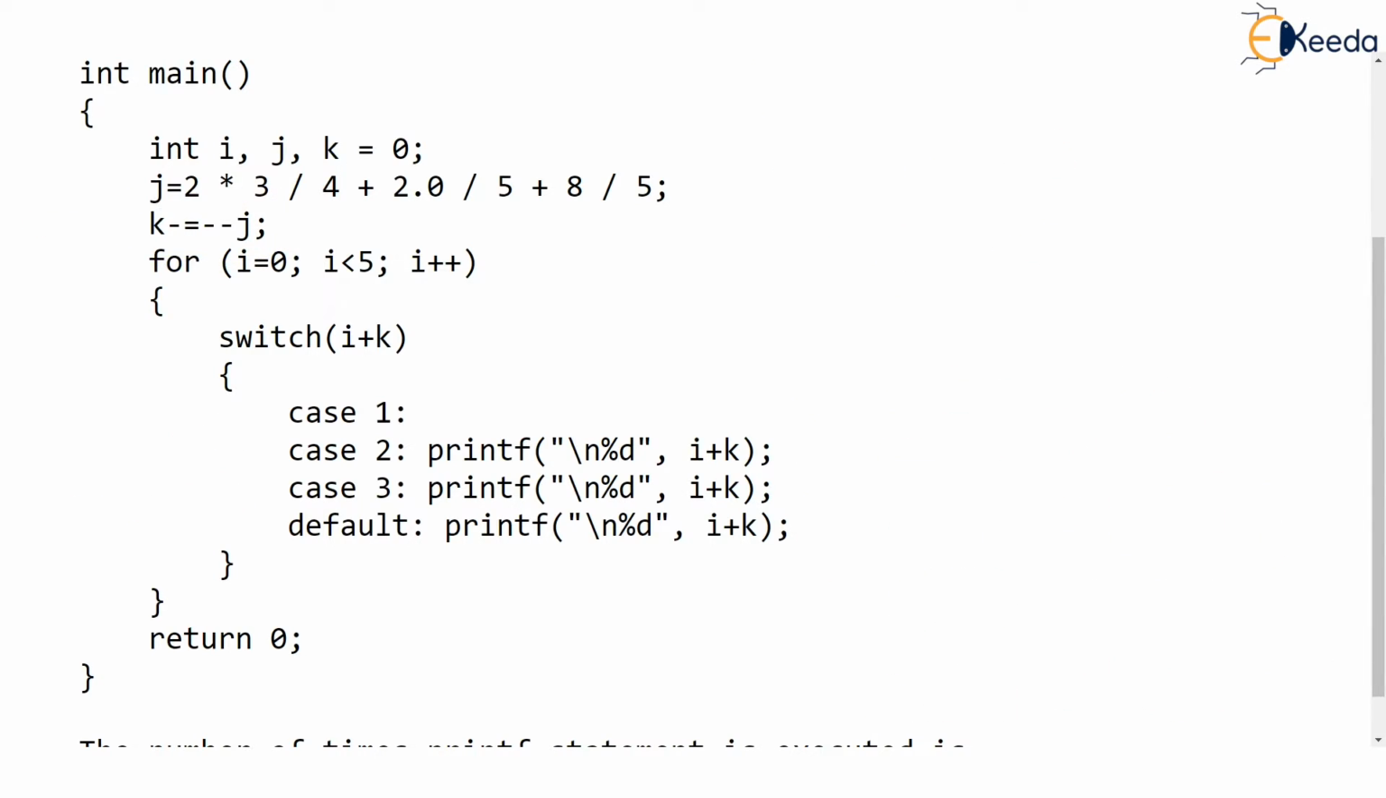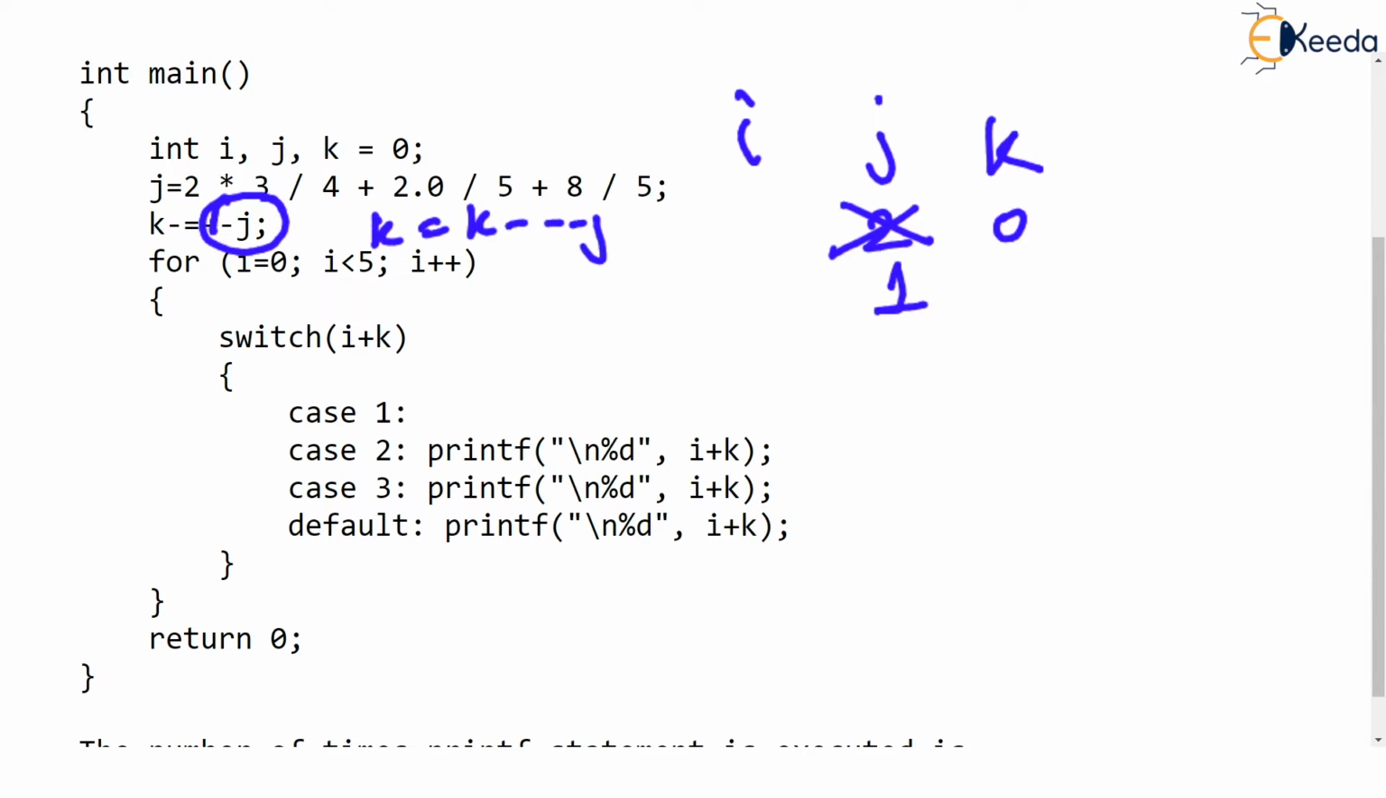So what do you have till now? Till now, you have I, J, K. Okay, K was 0. J got evaluated to 2. But due to this --J here, J got 1. And due to K = K - (--J), K became -1.